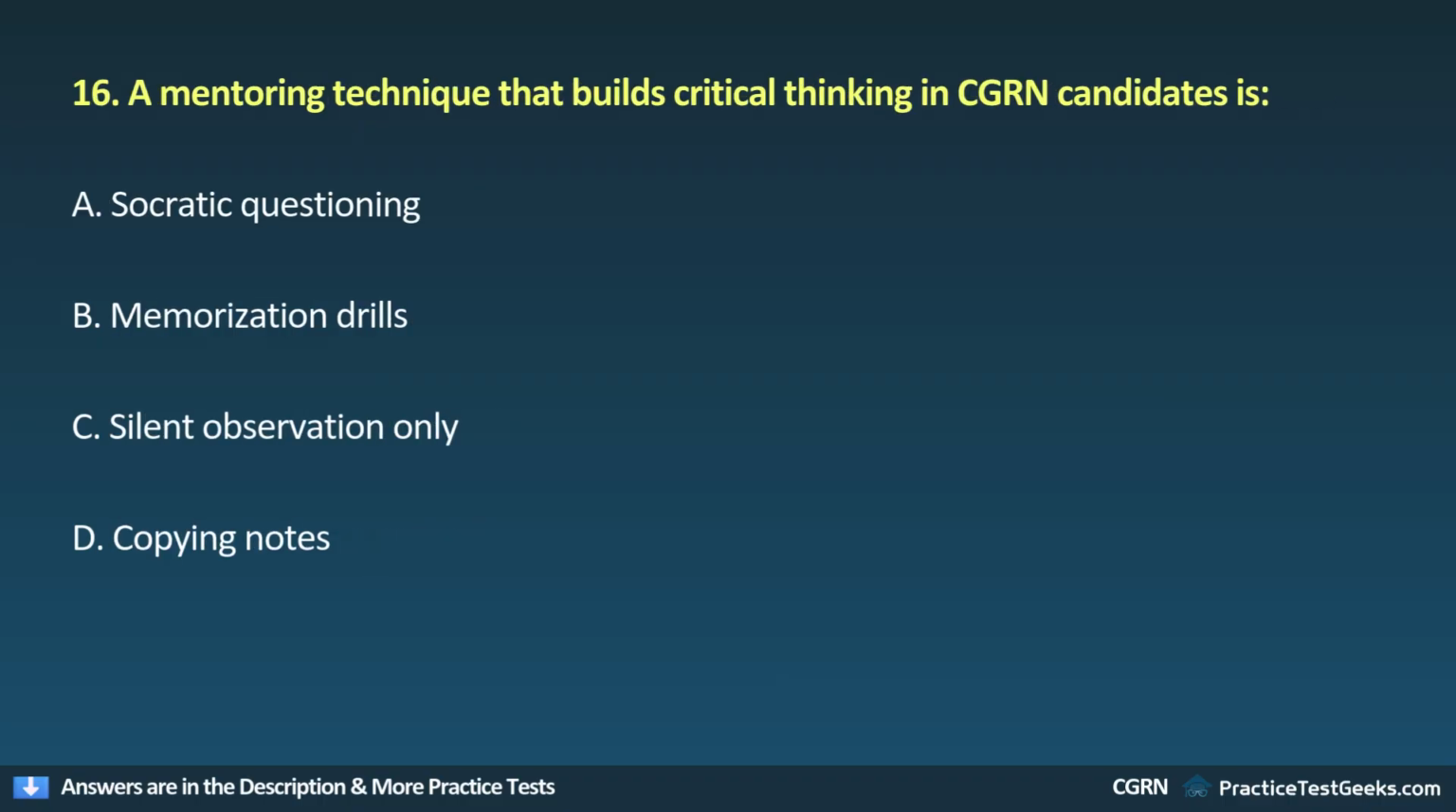16. A mentoring technique that builds critical thinking in CGRN candidates is A. Socratic questioning. B. Memorization drills. C. Silent observation only. D. Copying notes.